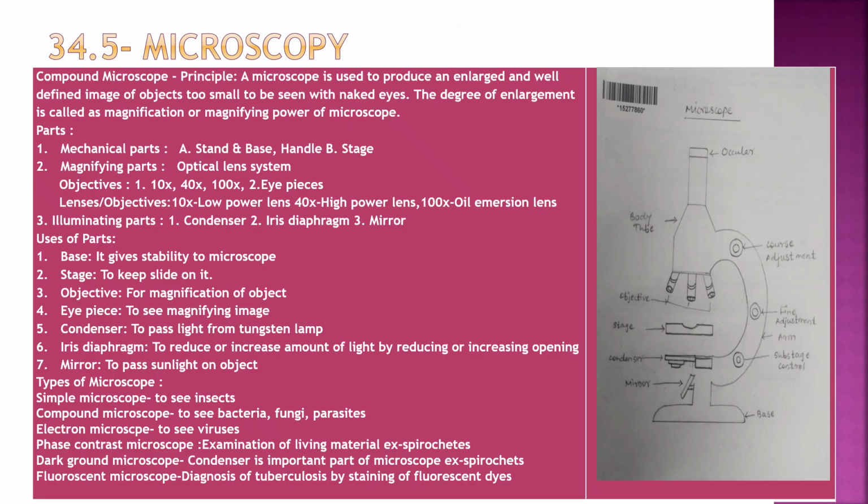Microscopy, compound microscope principle. A microscope is used to produce an enlarged and well-defined image of objects too small to be seen with the naked eye. The degree of enlargement is called magnification or magnifying power of the microscope.